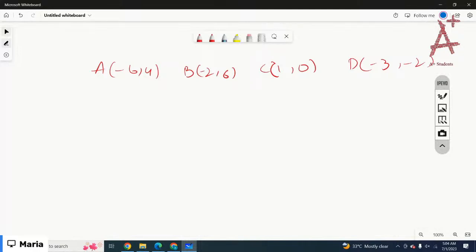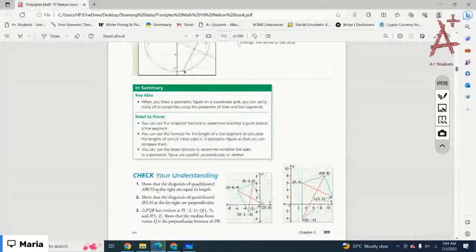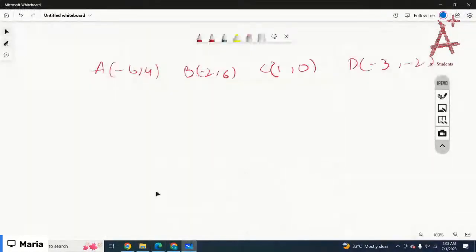Okay, so we have to show that the diagonals are equal in length. So we have to calculate the length of each line using the distance formula. The line AC and the line BD, we have to calculate their lengths. So let's just calculate the distance of line AC.